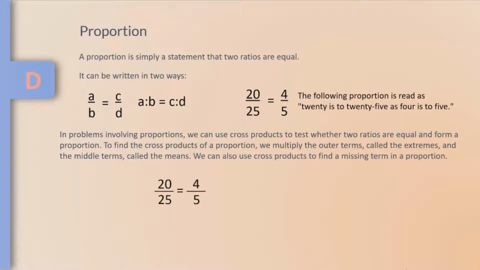In this proportion, 20 and 5 are the extremes, and 25 and 4 are the means. By using cross multiplication, 20 times 5 is equal to 25 times 4. 20 times 5 is 100, and 25 times 4 is also 100. So, they are both correct and equal.